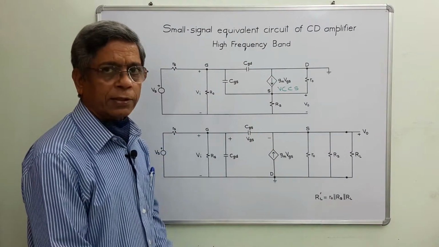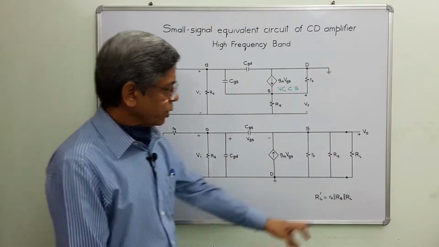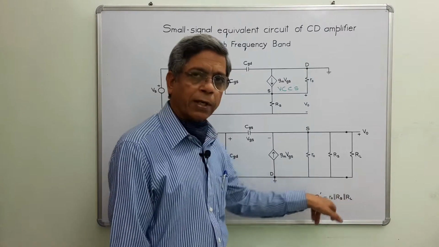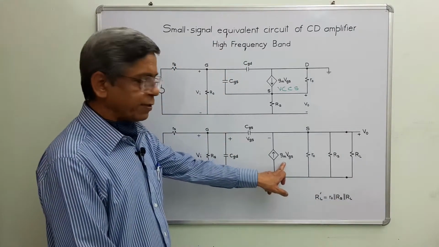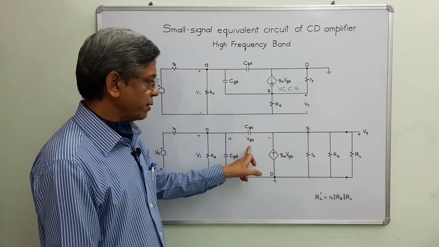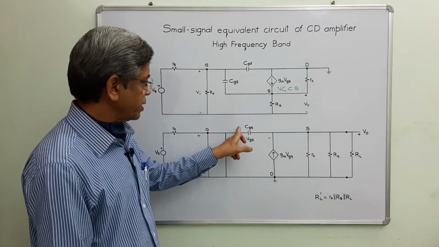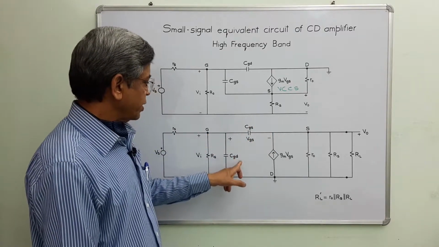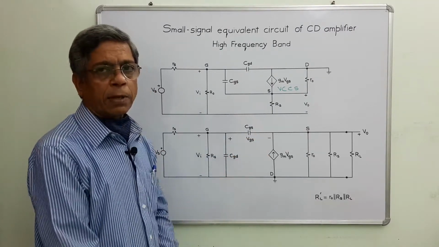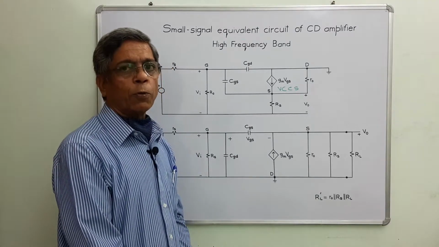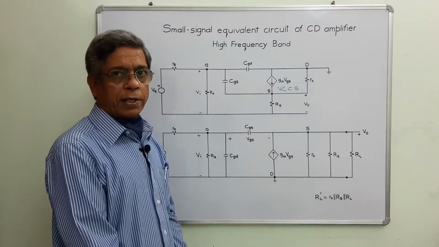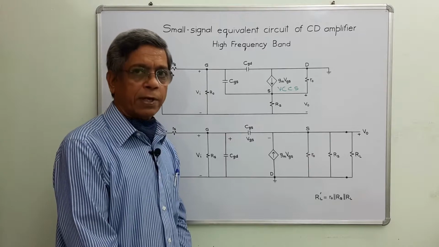Let me simplify this structure this way, and I have included the load resistor. So these three are in parallel, so I can write RL dash as the parallel combination of these three. And gm VGS is again a voltage controlled current source, and VGS is the potential difference between gate and source, and there is one internal capacitor CGS between gate and source, CGD between gate and drain. Since there are two internal capacitors and they don't behave as an open circuit at high frequency band, this is the reason for the attenuation of gain at high frequency band in the common drain amplifier.